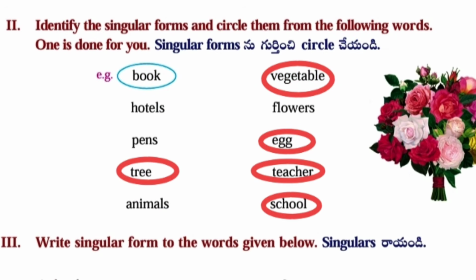And next one, identify the singular forms and circle them from the following words. One is done for you. Here some words are given. We have to circle the singular words only. Book, tree, vegetable, egg, teacher, school. These are singular words.